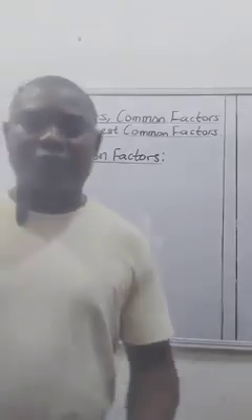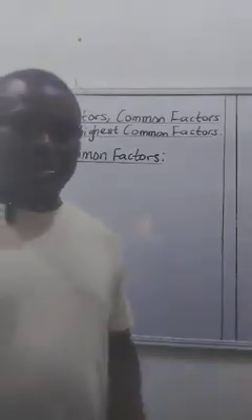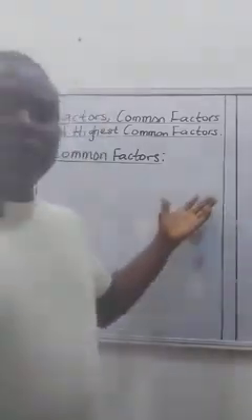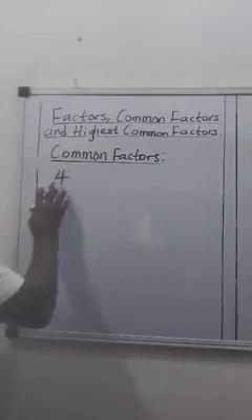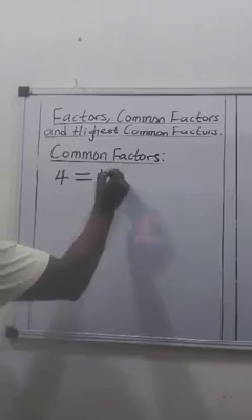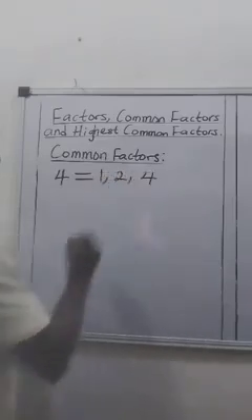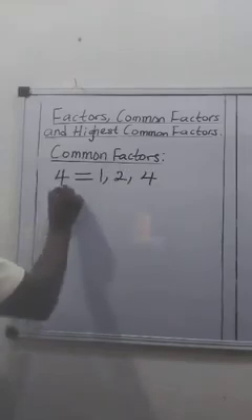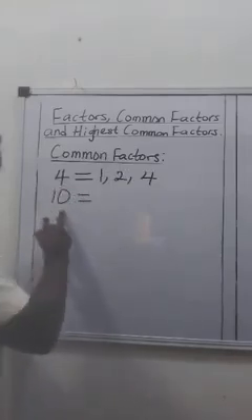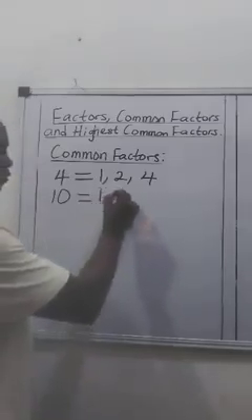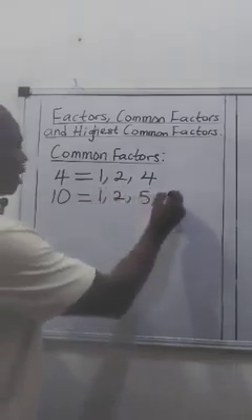Now, when we talk of common factors of a number or a set of different numbers, what does that mean? For example, we picked 10 and 4. What is the number that is common to both of them? Let me give a practical example. If I pick 4, factors of 4, I will say 1, 2, and 4. All right? Factors of 10. What are the numbers that can divide 10 without a remainder? We have 1, 2, 5, and 10.